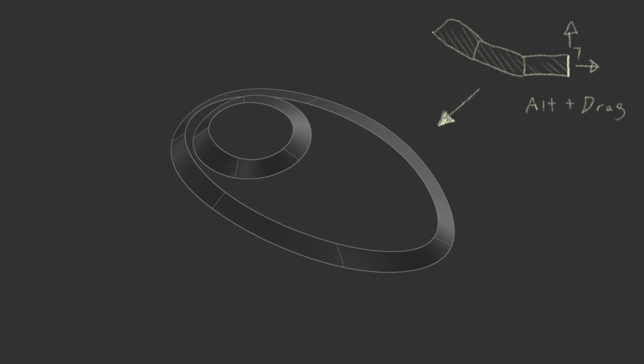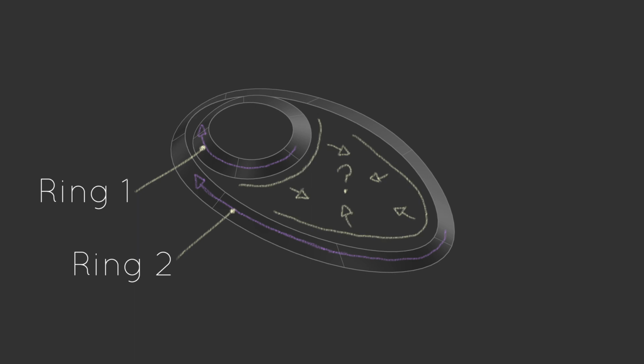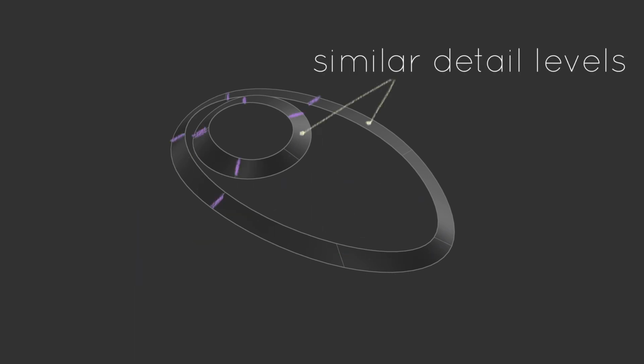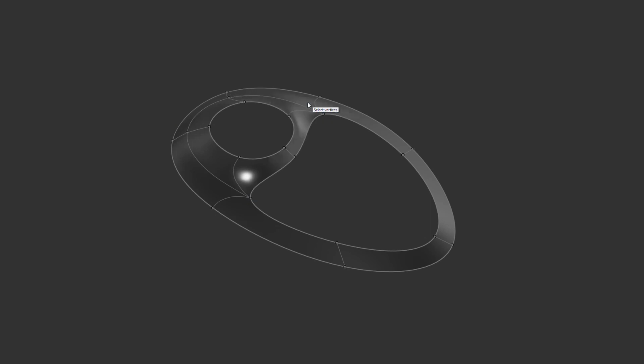So let's look at what happens when we have two rings for defining our shape. The trick here becomes how to transition between the two shapes. You should try to keep all the detail levels roughly the same so that the transitions become easier. For this one, there are some parts that can just be welded together, and some parts need some additional filling geometry, which we try and keep as clean as we can.